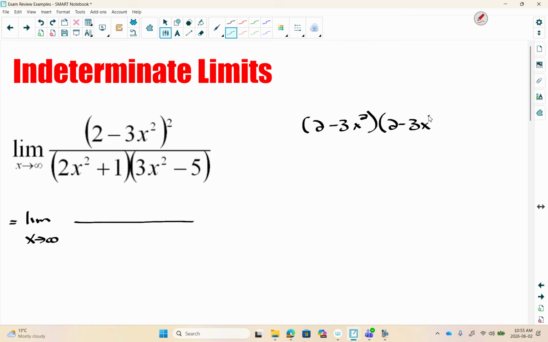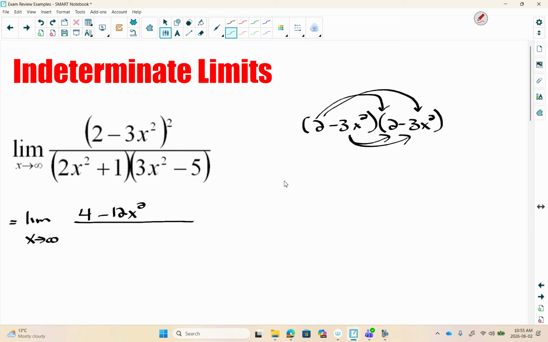Right. So it helps if you write the numerator like this. What would that give you? 2 times 2. And this would give me -6x squared and another -6x squared. So I'd have -12x squared when I group my like terms.